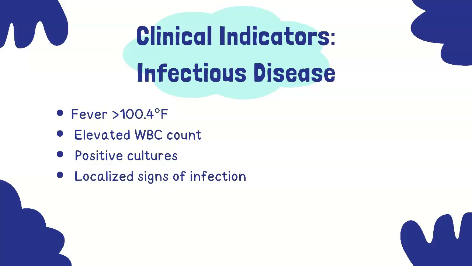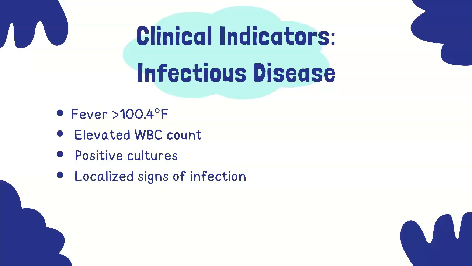All right, let's go on to the infections. So, in the infectious disease process, clinical indicators point to the body's inflammatory response to pathogens. Pathogens, you know what that word means from medical terminology. So, things you may see: a fever greater than 100.4 Fahrenheit, that is an early and sensitive indicator of a systemic infection. White blood cell count that's elevated, also known as leukocytosis, is signaling the body's immune response.